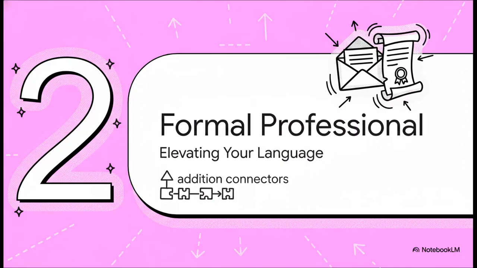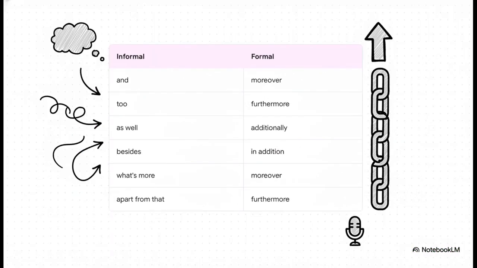Moving right along to Section 2, the formal professional upgrade. This is all about elevating your language. Honestly, this is where the magic really happens. Think of this as your mental cheat sheet for swapping out casual words for formal ones in business emails.